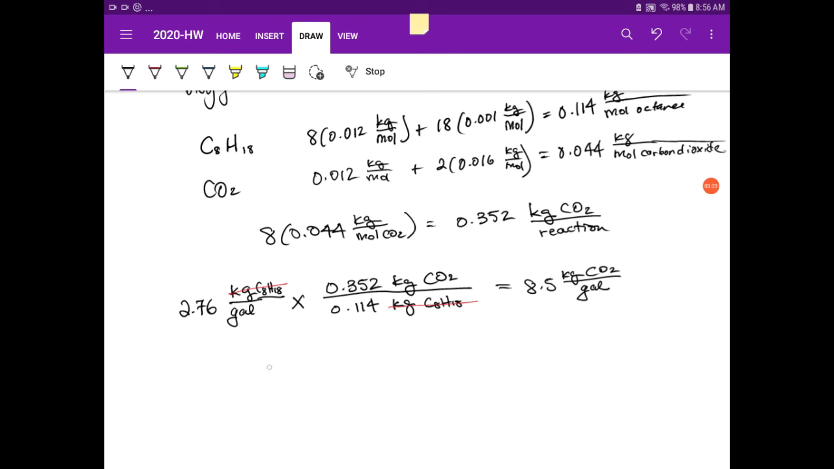And there are 2.2 pounds per kilogram. And so if I multiply 8.5 kilograms times 2.2 pounds per kilogram, then that's going to give me 18.7 pounds of CO2, and that's per gallon.